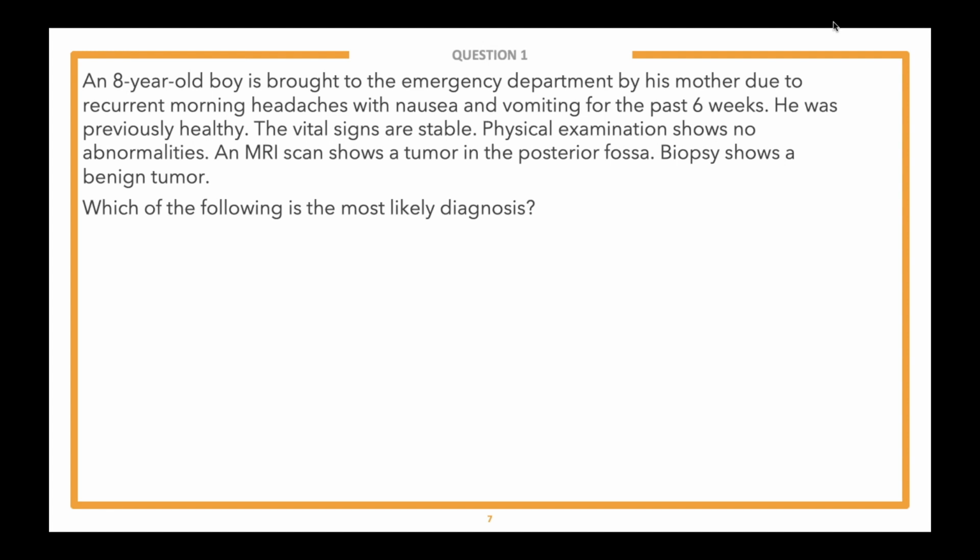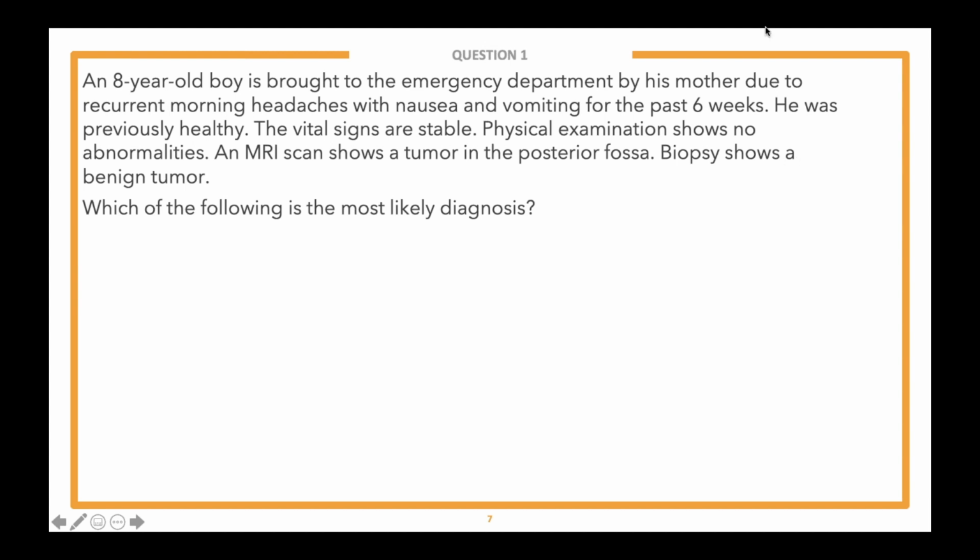After that, we'd like to read the lead-in. The lead-in is the last sentence of the question itself. The reason we do that is because we want you to know what the test writer is asking before you read the vignette, so you can pick up on all those relevant clues and prevent yourself from having to reread that question and waste time on test day. So let's go ahead and read that lead-in now. Which of the following is the most likely diagnosis?